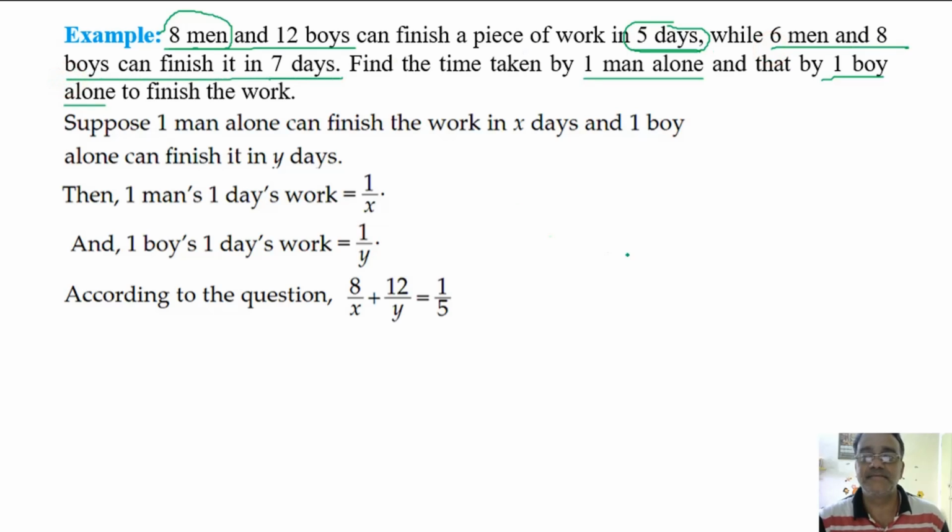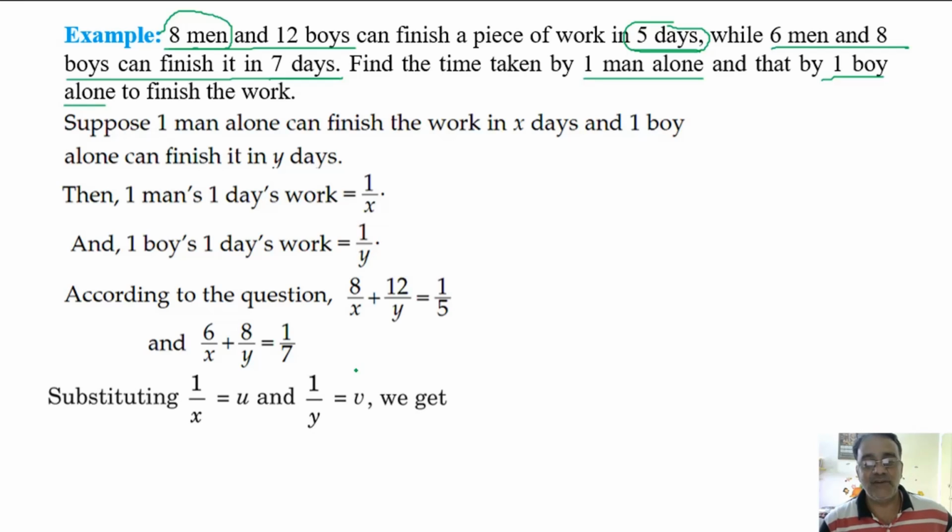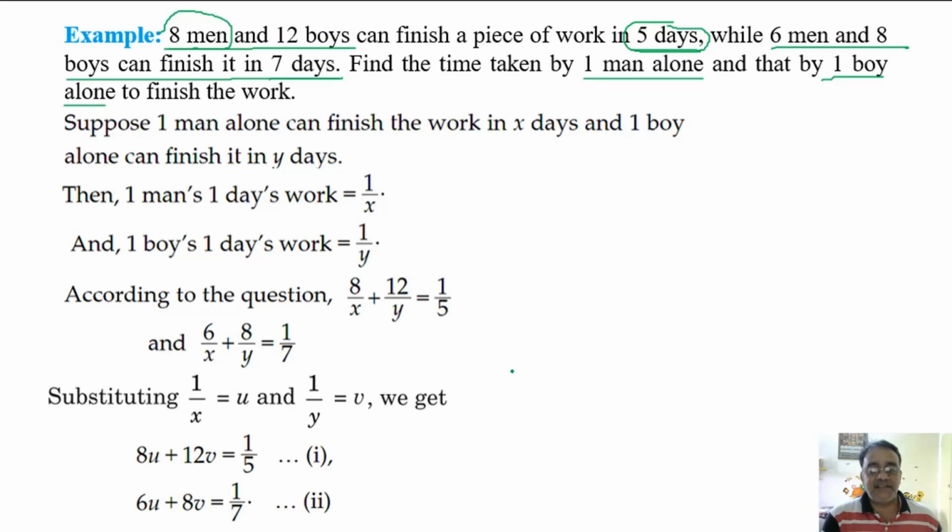6 by x plus 8 by y is equal to 1 by 7. Very good. 6 by x plus 8 by y is equal to 1 by 7. Now we'll take 1 by x is equal to u again, and 1 upon y is equal to v. So we'll get 8u plus 12v is equal to 1 by 5, and 6u plus 8v is equal to 1 by 7.